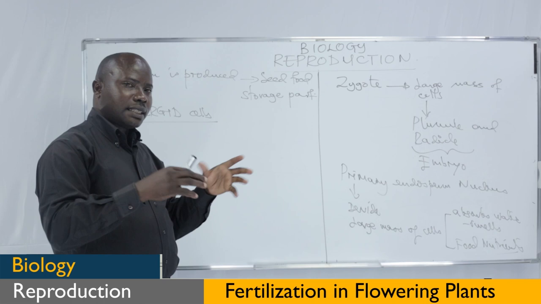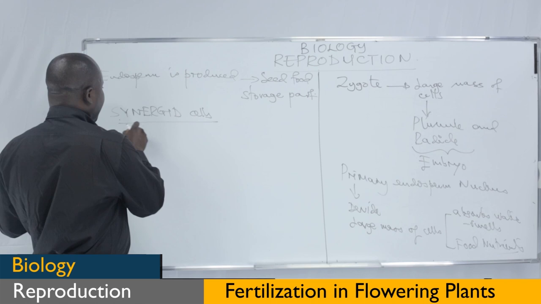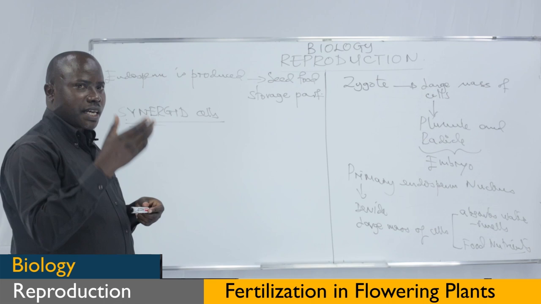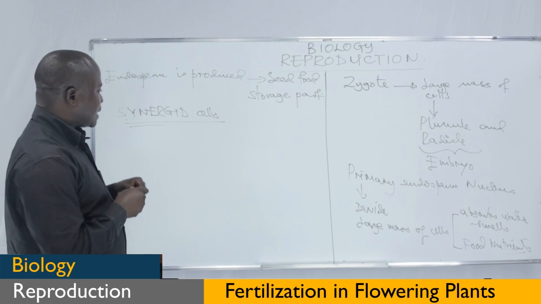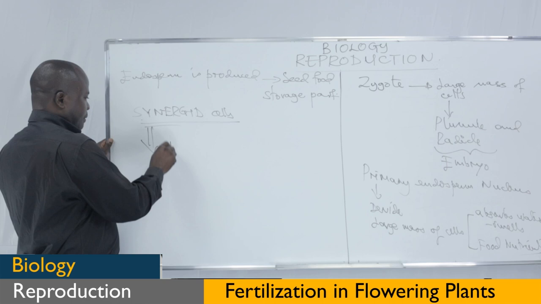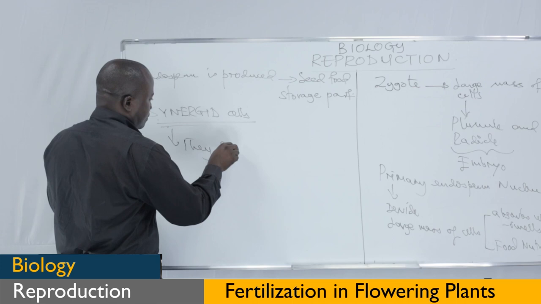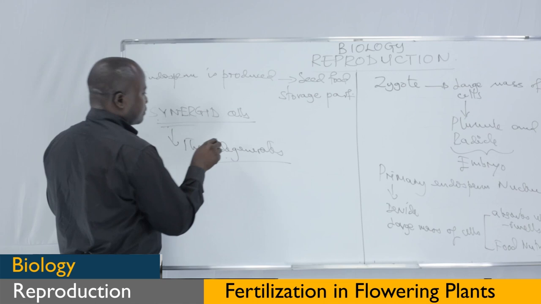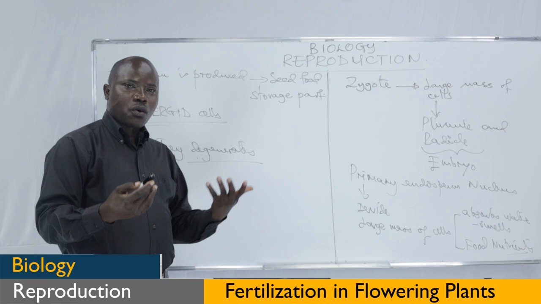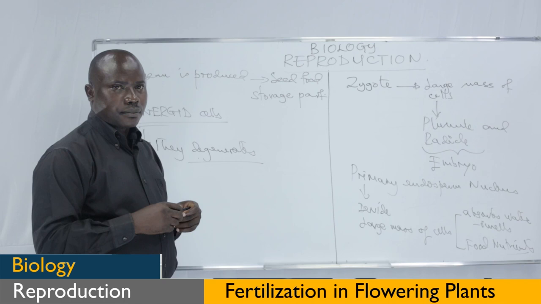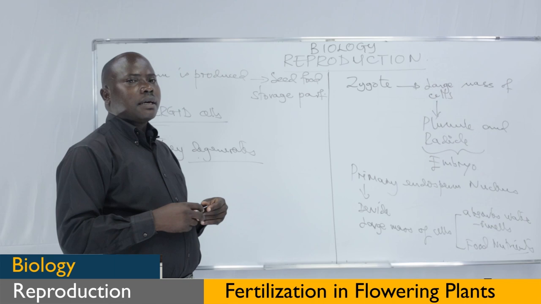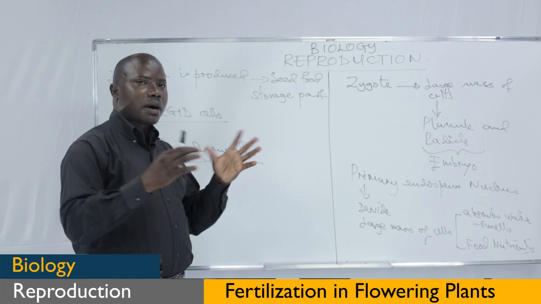What then, after this fertilization has taken place, where do the synergid cells go? They produce chemical substances which help to attract the pollen tube toward the embryo sac. The synergids, when they have done their work, degenerate. My dear students, the knowledge you have acquired here is that the synergids are not there for nothing. They help to attract the pollen tube toward the embryo sac by the chemical produced by the filiform apparatus which the synergid contains. After that, they degenerate.